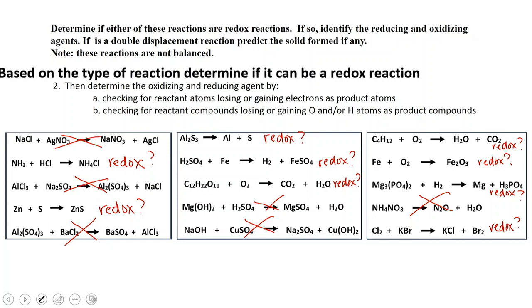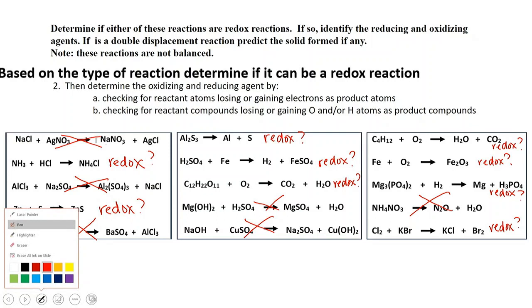The third reaction in the second box is a combustion reaction, so it's probably redox. And the same goes for the very first reaction in the third box. The second, third, and fifth reactions in our third box are all single replacement.